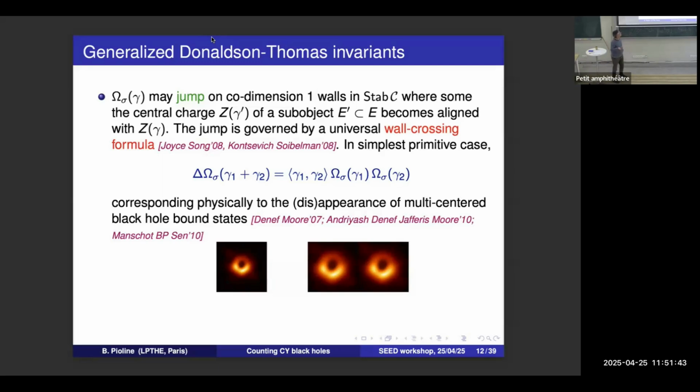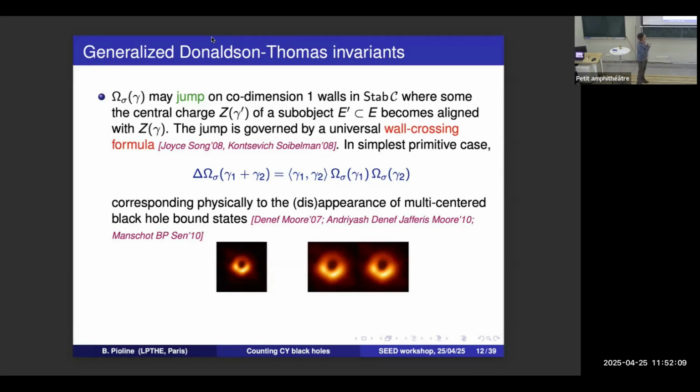In the simplest case, where the objects of charge gamma 1 and gamma 2 are stable on both sides of the wall, but the objects of charge gamma 1 plus gamma 2 jump, the jump is just the product of the indices on either side times a pairing, a skew-symmetric pairing between the charges, which is sometimes called the Dirac pairing, or the anti-symmetrized Euler form in algebraic geometry.